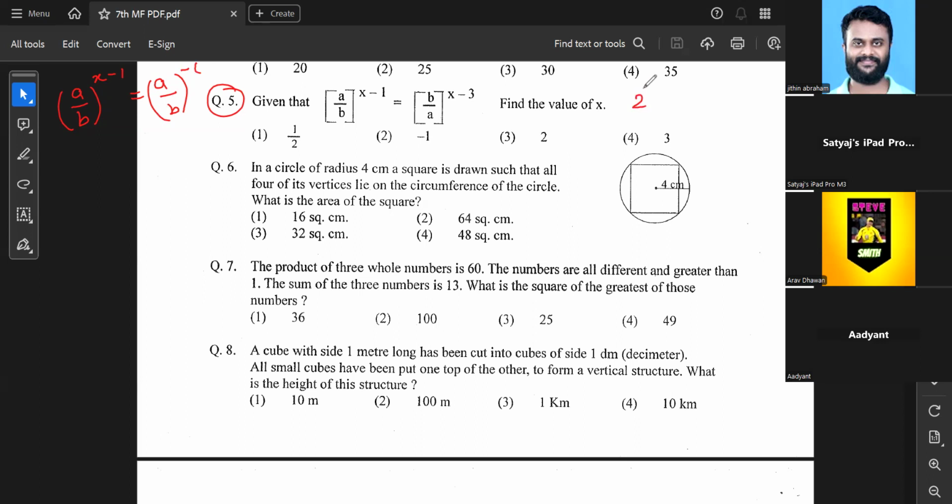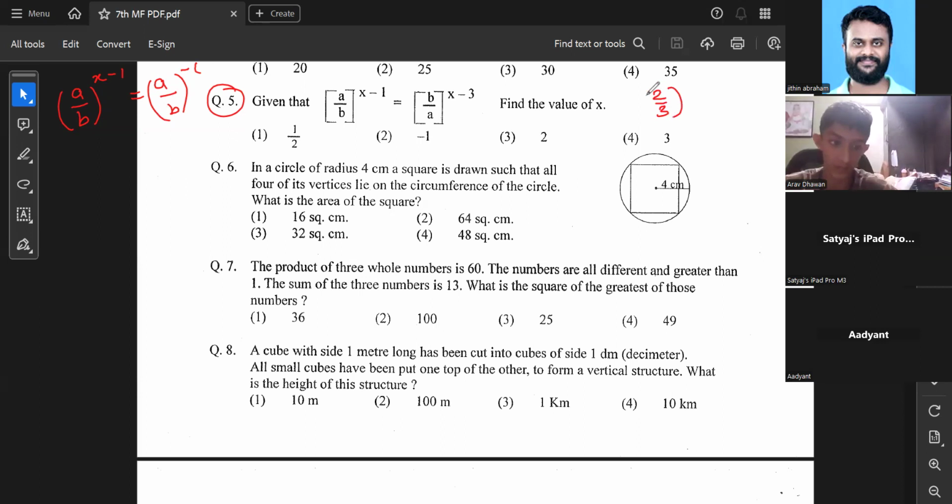For example, 2 upon 3 raised to 2 can be written as 3 upon 2 raised to minus 2. This you should understand. This is a technique I'm giving you. This is allowed. You can reverse the fraction. You just have to put a negative sign in the power. So I'm reversing the fraction and putting the negative sign here. So it will be minus of x upon 3.